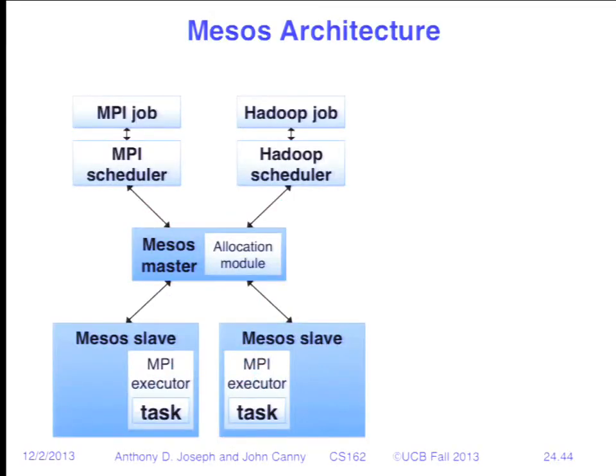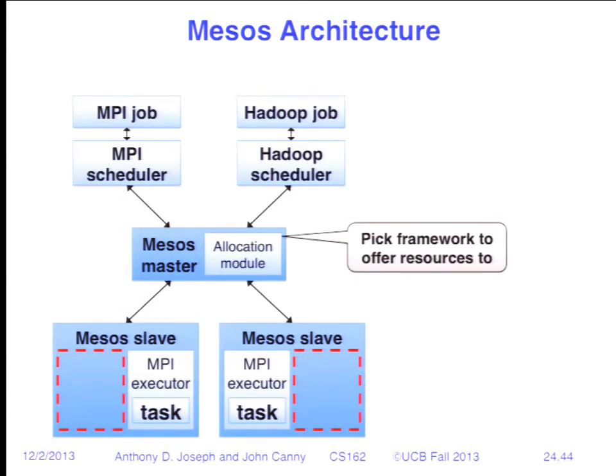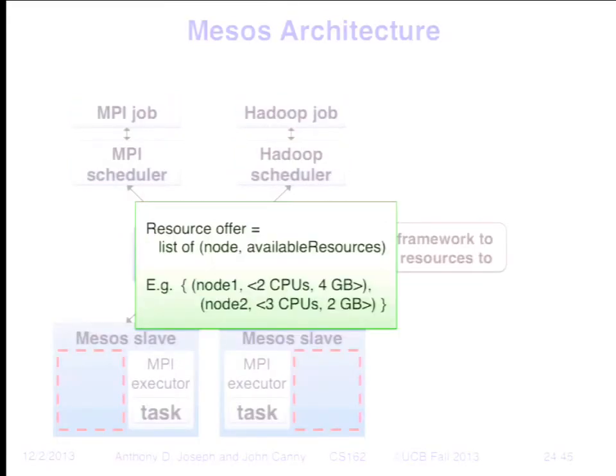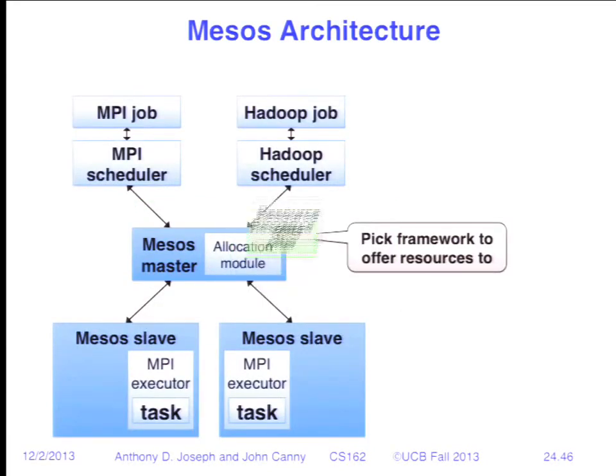So really quickly, because I'm running out of time, here's what happens in Mesos. We have a Mesos master that keeps track of all of the resources. And we have Mesos slaves, which run on each of the nodes in the cluster. And then we have frameworks, like an MPI framework and a Hadoop framework. When we have available resources, those nodes communicate to the master that they have free resources. It picks a framework to give those resources to, constructs a resource offer that contains a list of the available resources, and sends that up to the framework.